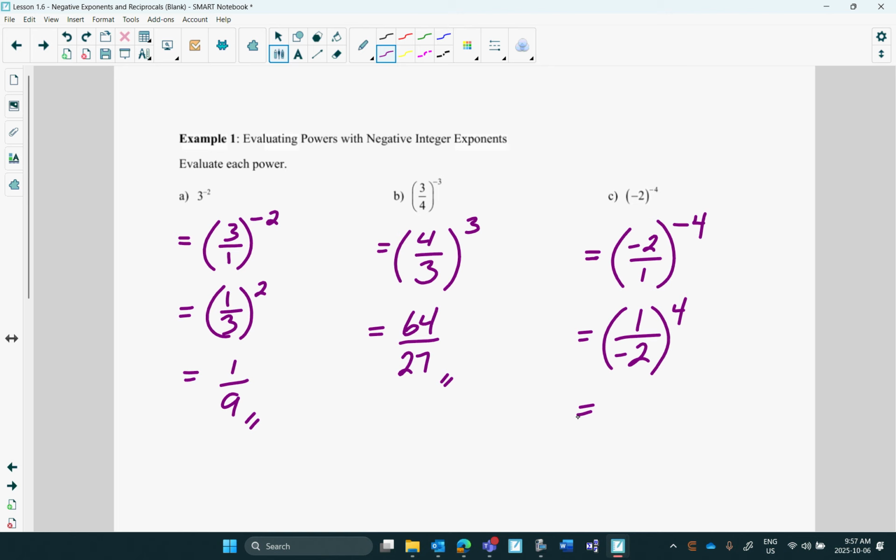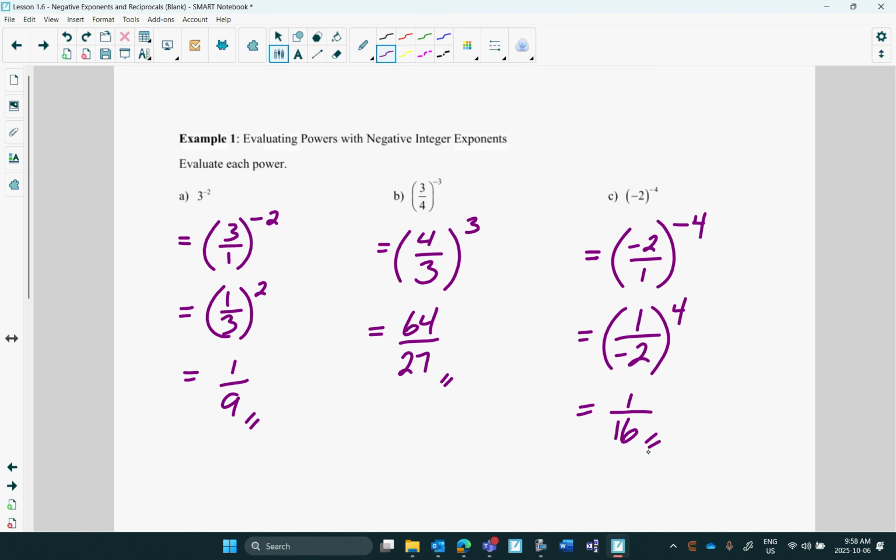One to the fourth, 1. (-2), it's in parentheses. Be careful. 16. Not -16, positive 16, because it's -2 times -2 times -2 times -2. Okay? That's how we do negative exponents. Change them to positive before you figure out the value.